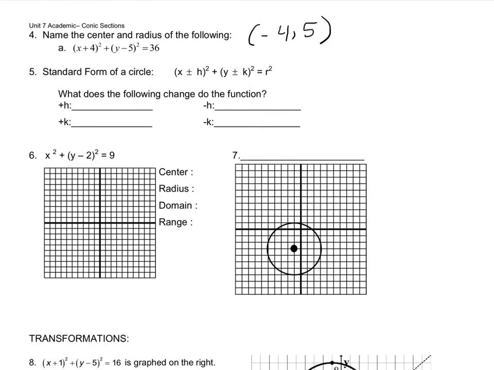So this is the center, whereas the radius is going to be the square root of 36, which is 6.